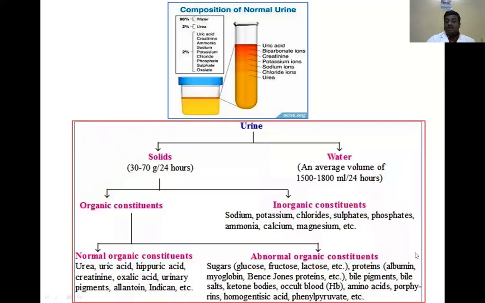What are those abnormal organic constituents? We know the experiments we did: blood in the urine, protein in the urine, glucose in the urine, ketone bodies in the urine, bile salts in the urine, bile pigments in the urine. These are all abnormal constituents. Okay, so these are the different solids present in the urine.